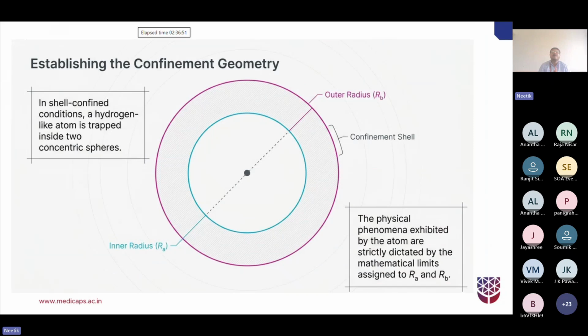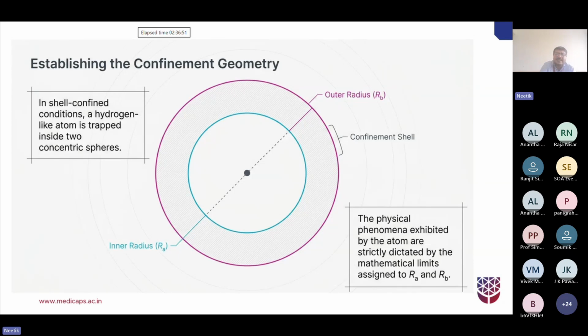So let us start with the exact model of a confined quantum system. We took a one-cell confinement model. If we see the black dot, that is the atom, the center of the system, and there is one blue circle and another violet circle. We call the radius from the origin to the blue circle RA, whereas the radius RB, which is called the outer radius, is from the origin to the violet boundary. This is called a generalized confinement model.